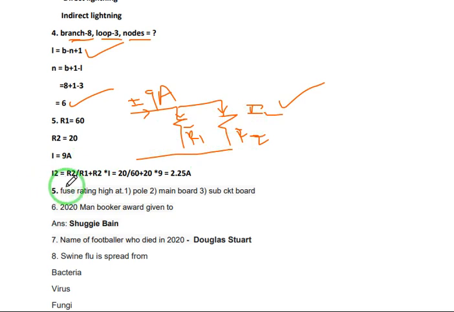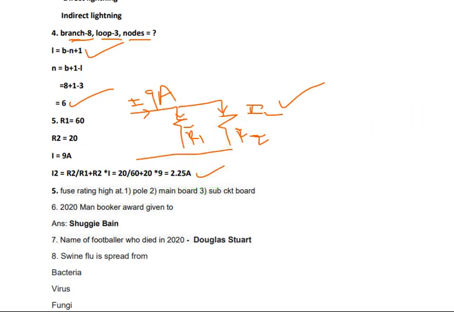So I2 equals R1 by R1 plus R2 into I. Just use the current division formula, that is opposite resistance by total resistance into current. Current is 9 amps, into opposite resistance, which is 20 ohms: 20 by 60 plus 20. Just simplify this and you will get 2.25 amps as the correct answer.